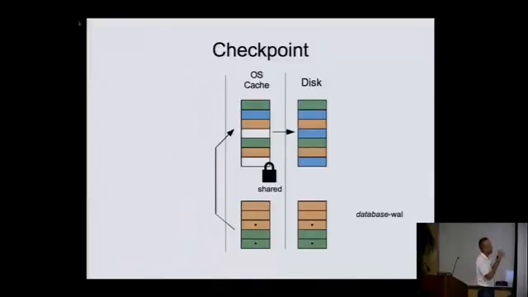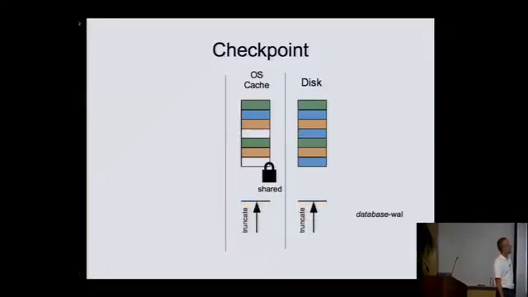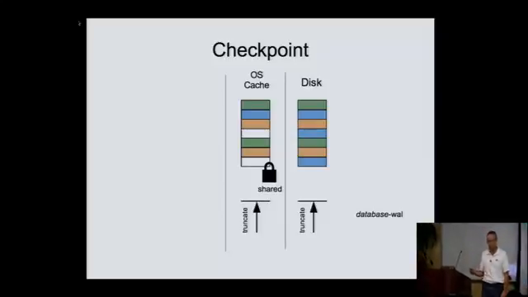So then periodically, we will take the content of the WAL file, roll it back onto the disk, and then we truncate the WAL file and start over. And that's a checkpoint operation. Question in the back of the room.